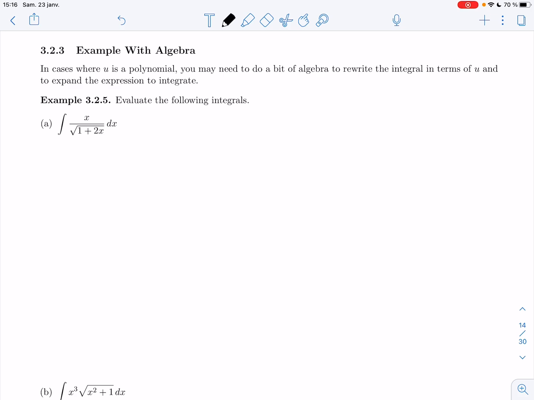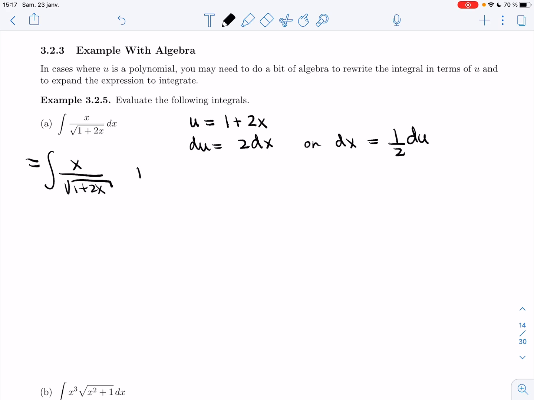All right, so let's look at example 3.2.5, part A. I need to evaluate the integral of x over square root of 1 plus 2x dx. So I have 1 plus 2x. It's in the denominator and in a root. Looking at this, that's my only candidate, the only thing that jumps out at me, so that's what I'm going to take. Then du is 2 dx. And so if I have dx here, I'm going to get 1/2 du. And so this integral is x over square root of 1 plus 2x, 1/2 du.